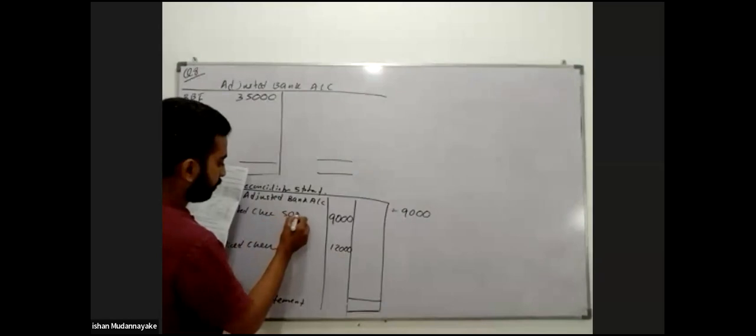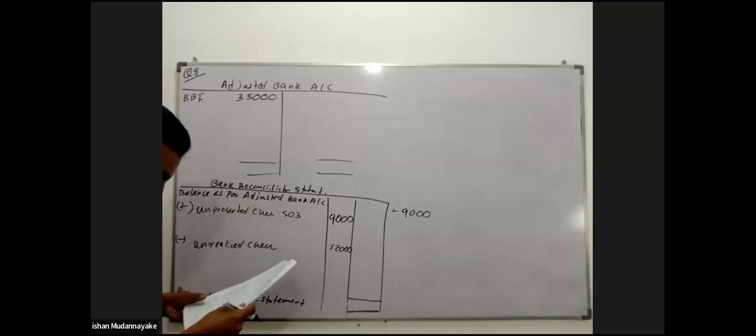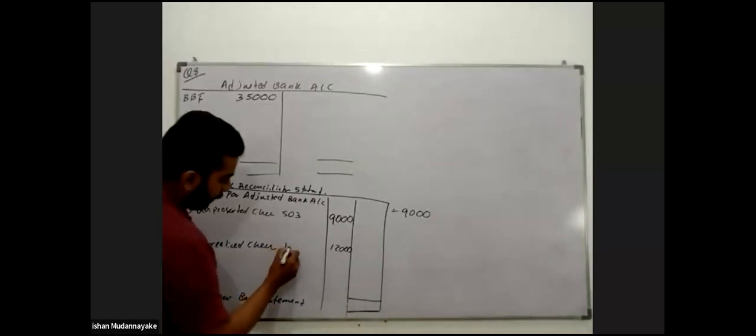Check number 503. Wait and write down the check number here also. Yes, 503. And then this 12,000 check number 184. Okay, that's right.